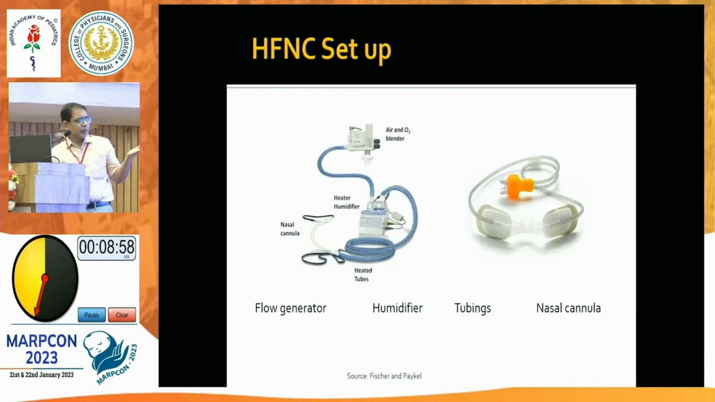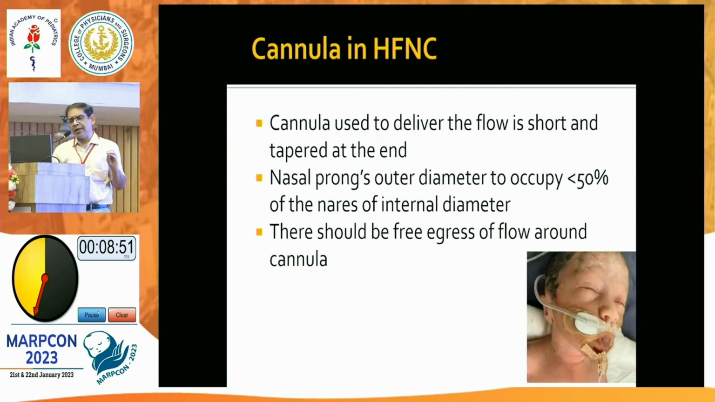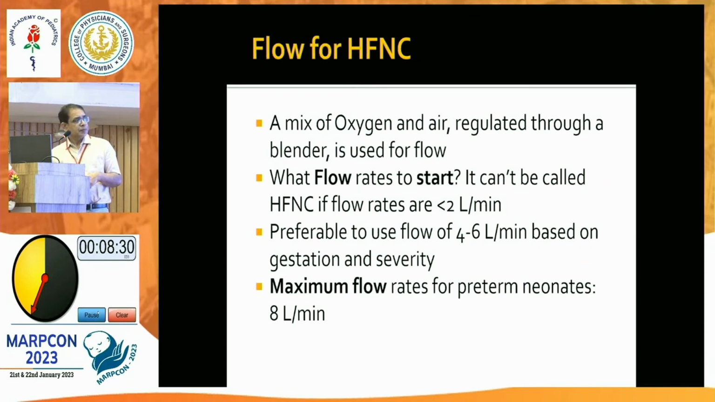So this and tubing, this is almost similar to CPAP. Only change is the way the nasal cannula is applied. So the cannula in high flow is short and tapered at the end, and it should occupy less than 50% of the diameter of the nostril. You have to remember this. There should be free flow of gas around the high flow nasal cannula. Otherwise, there will be increased chance of pneumothorax.